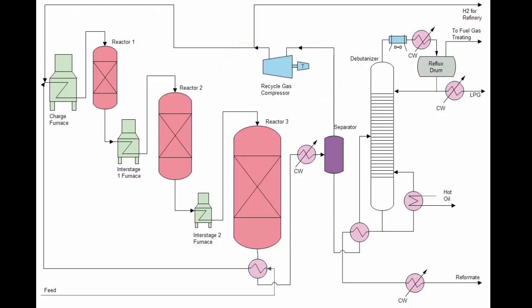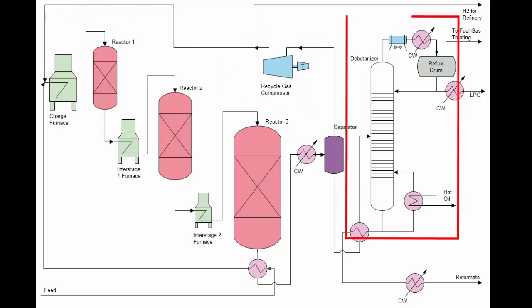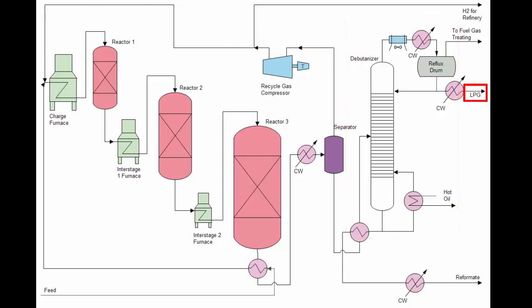The liquid from the separator is sent to the debutanizer, where LPG material, propane and butane, is separated from bottoms reformate. This reformate stream is one of the principal streams used to blend various grades of gasoline.